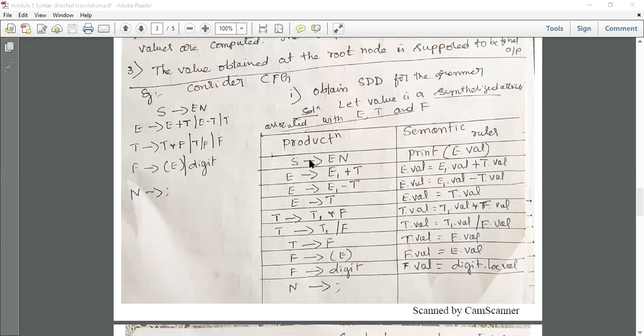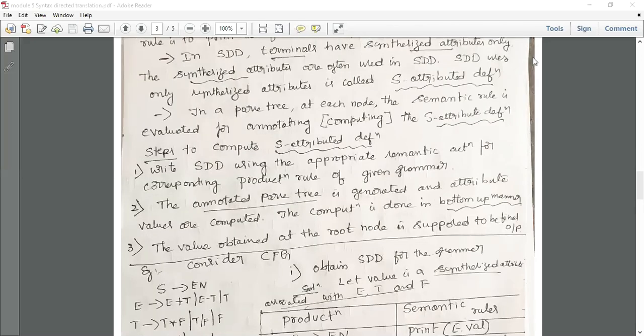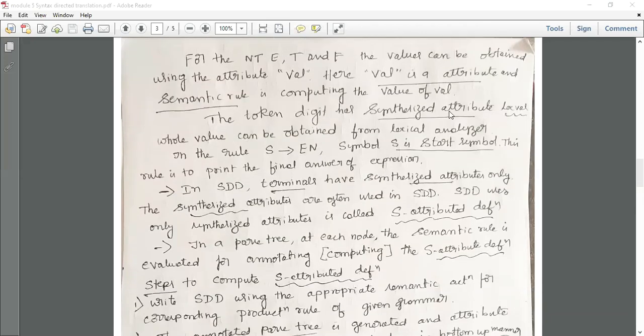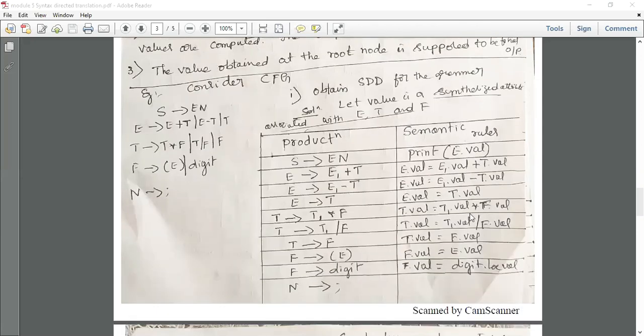So S tends to E n: directly we can print E dot value. Then we write E, and every time we add, E dot value equals T dot value. Every time we add this value of attribute, wherever digit is put, just add the lexical value of that one. Just now we discussed this lexical value. Wherever the token digit is found, it has the synthesized attribute lex value. So we need to attach this lex value to the particular semantic action.